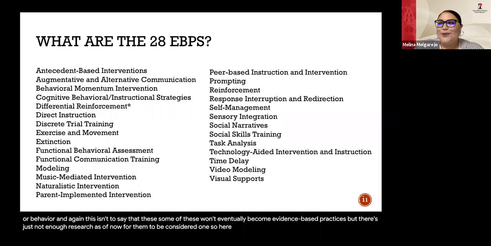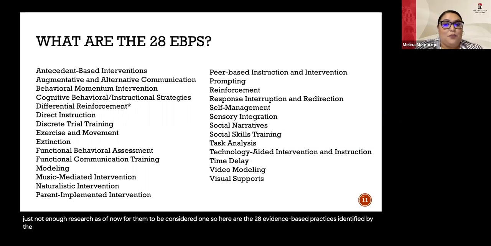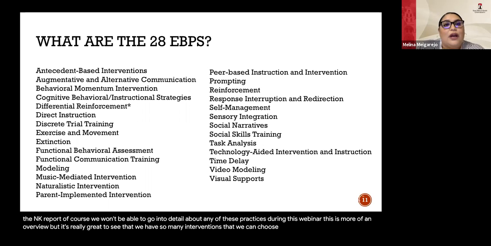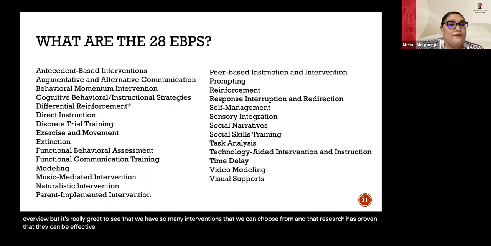So here are the 28 evidence-based practices identified by the NCAPE report. Of course, we won't be able to go into detail about any of these practices during this webinar. This is more of an overview. But it's really great to see that we have so many interventions that we can choose from, and that research has proven that they can be effective for specific ages and for goal areas.